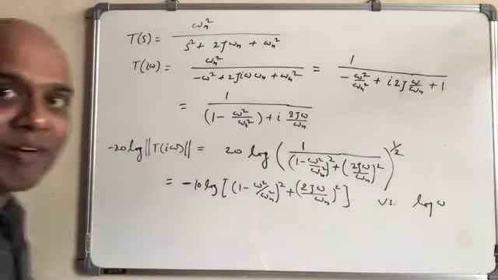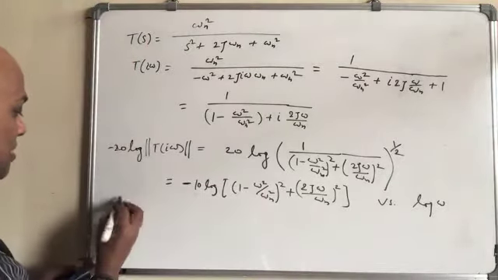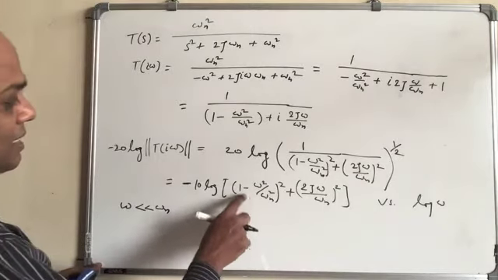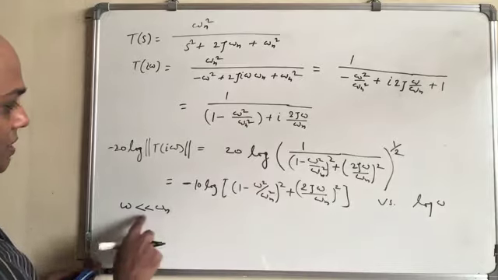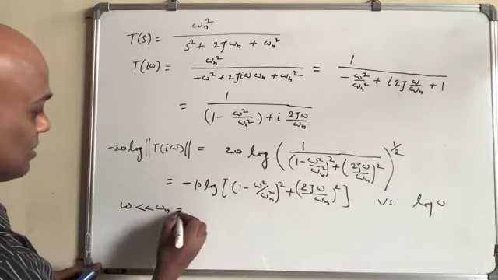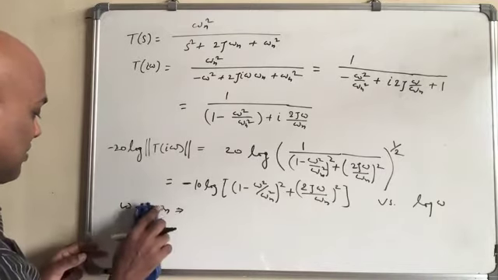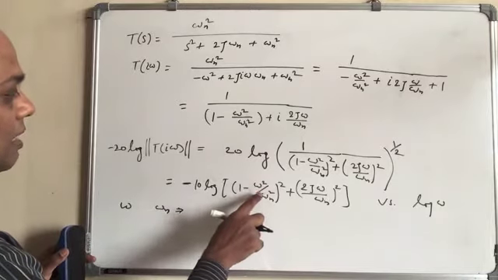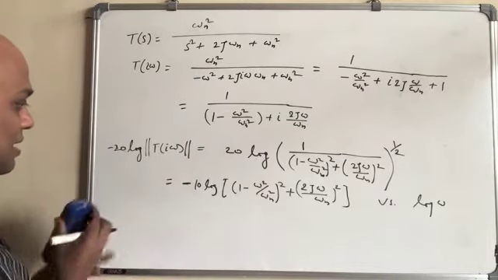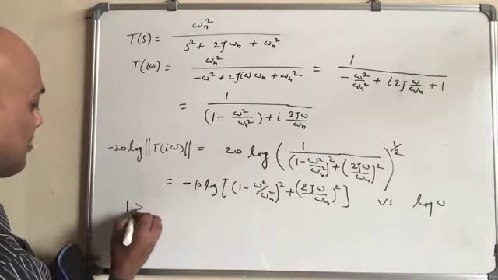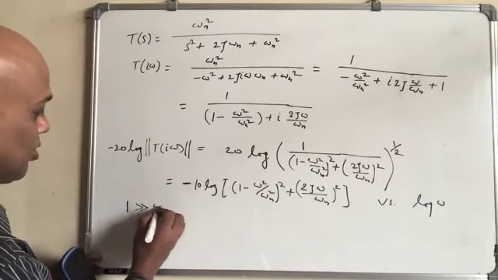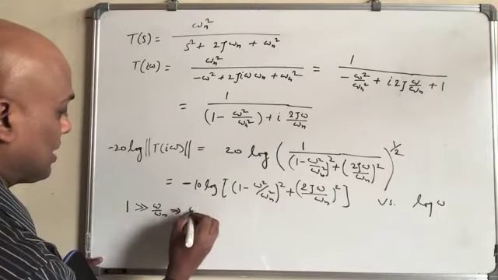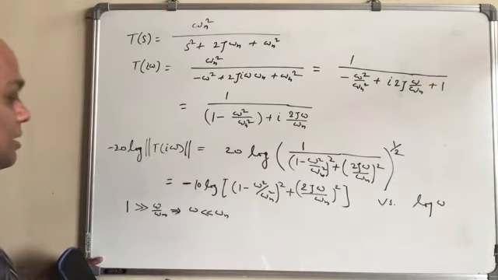So we can now identify based on the range of the value. The first case will be omega is far less than omega n, right? In that case, what happens? We want to neglect. First, we can write it like this also: 1 is far bigger than omega over omega n, and that is when omega is far less than omega n.